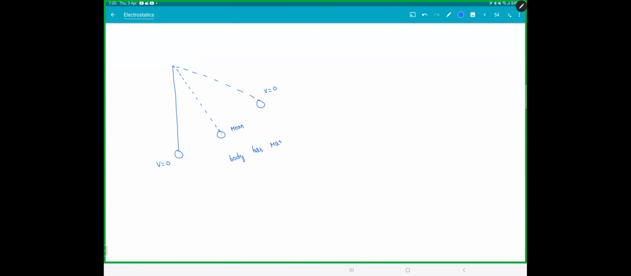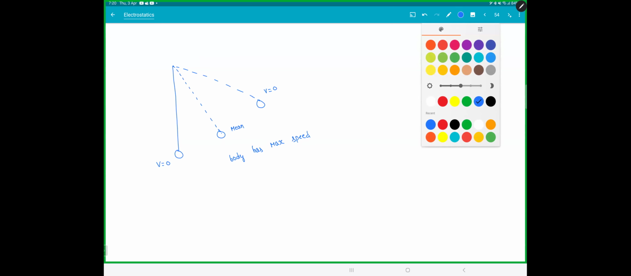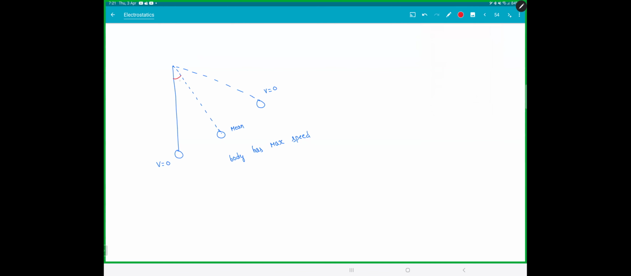Understand this thing. Initially, the EQ component is greater than mg. So speed will keep on increasing. Once you cross the mean position, the mg component will be greater than EQ. So you'll decelerate. So you can actually guess the answer pretty easily from here. This is your theta mean. So at this point, if you look at the forces, this is EQ, this is mg, that is your theta mean. So tan theta mean will be EQ by mg.